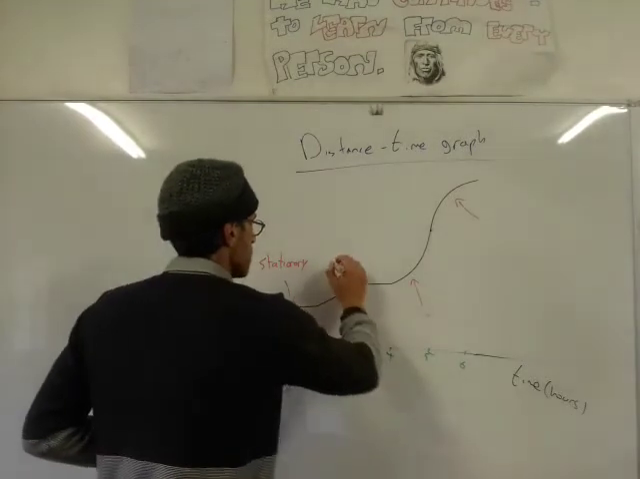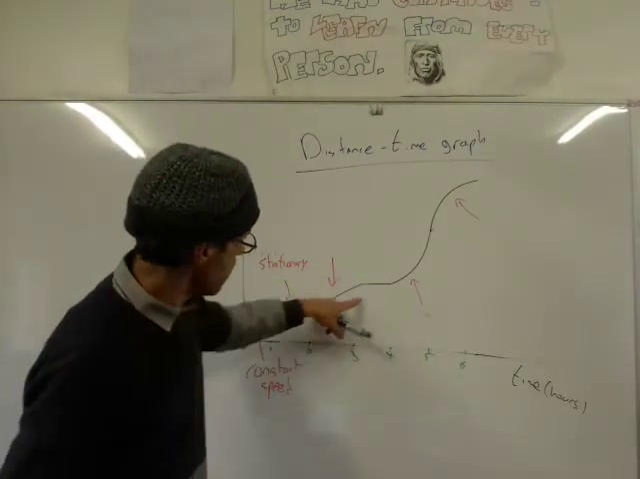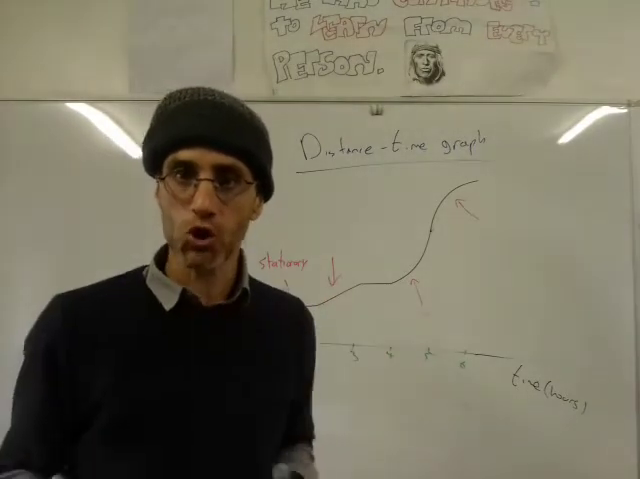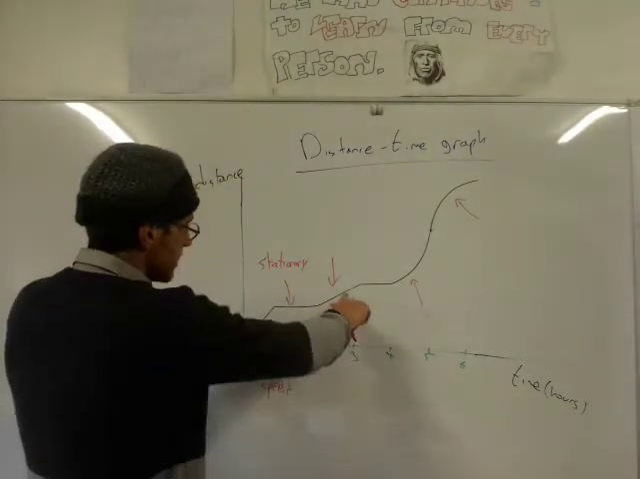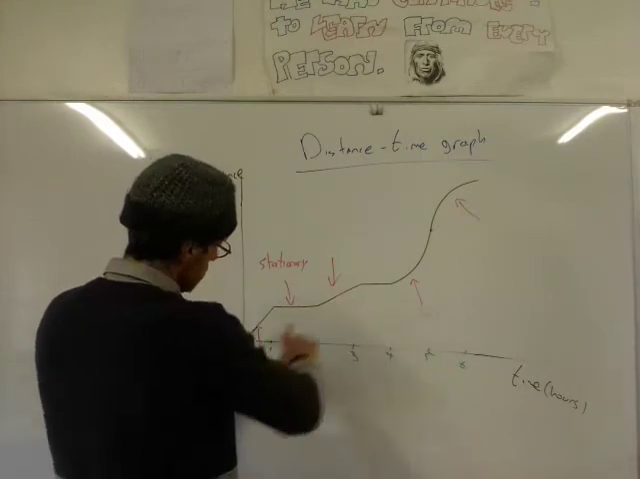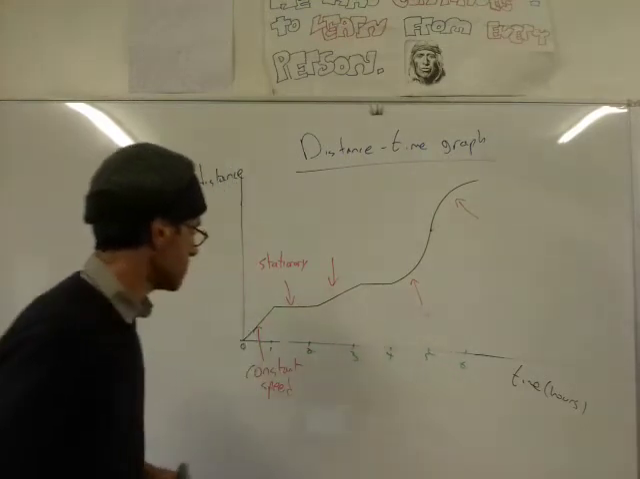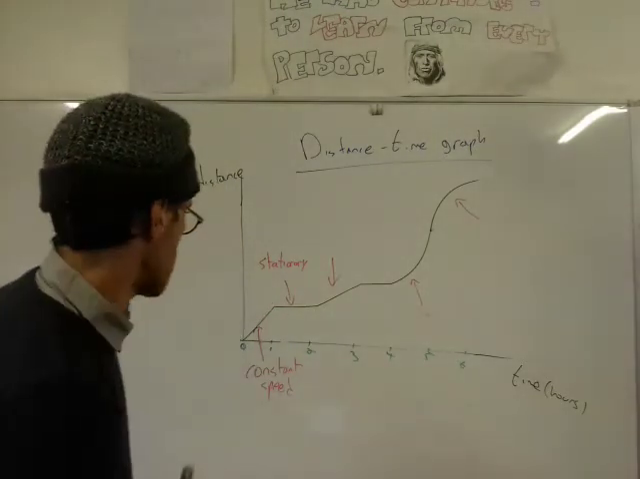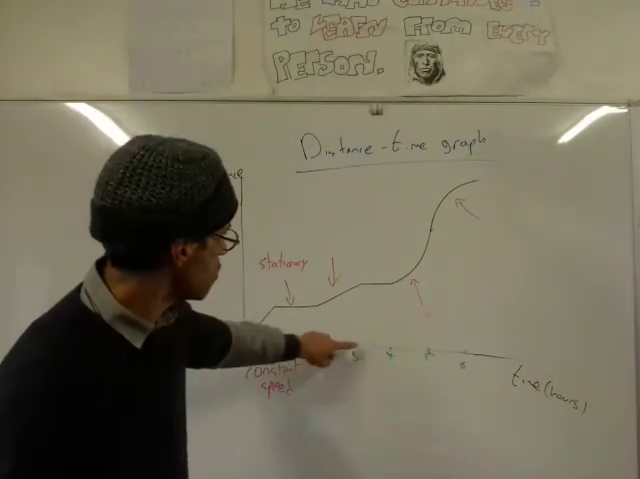Now, what happens here? Between 2 and 3, again, we have a straight line. We know a straight line is constant speed. How can I compare these two, between 0 and 1 and between 2 and 3? Let's ask it this way. When do you think we traveled faster, between 0 and 1 or between 2 and 3?